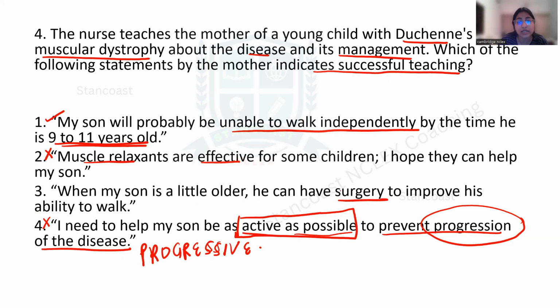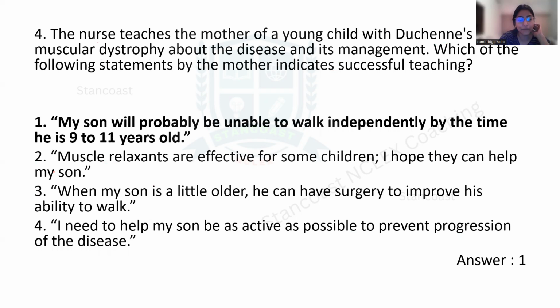So surgery is not going to happen in this condition. Surgery is not performed in Duchenne muscular dystrophy, so this is also not the correct statement. The correct statement would be that my son will probably be unable to walk independently by the time he is 9 to 11 years old. This statement indicates that the mother has a good amount of knowledge about her child's disease condition. So option number 1 is the correct option.